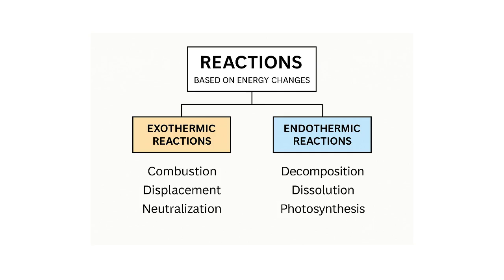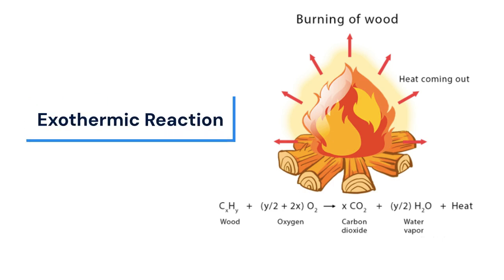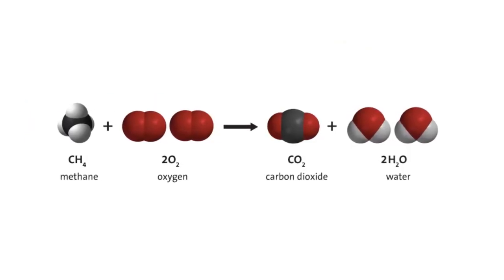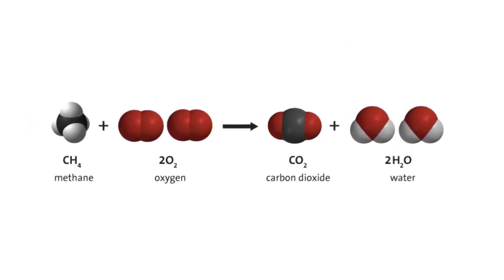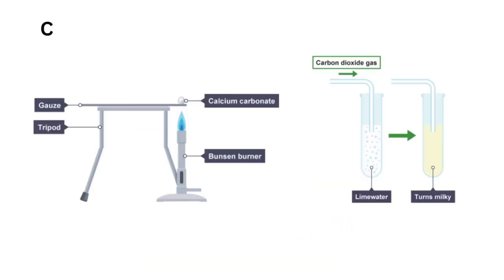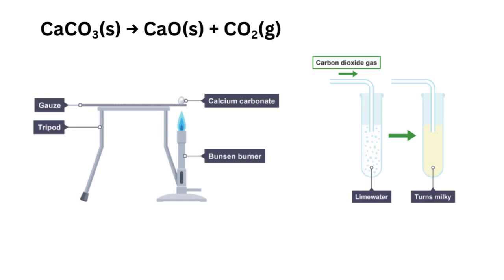Reactions can also be classified based on energy changes. An exothermic reaction is one that releases heat energy to the surroundings. The burning of fuels, such as methane, is a good example since it produces carbon dioxide, water, and heat. On the other hand, an endothermic reaction absorbs heat energy from the surroundings. A common example is the decomposition of calcium carbonate when heated to form quicklime and carbon dioxide.